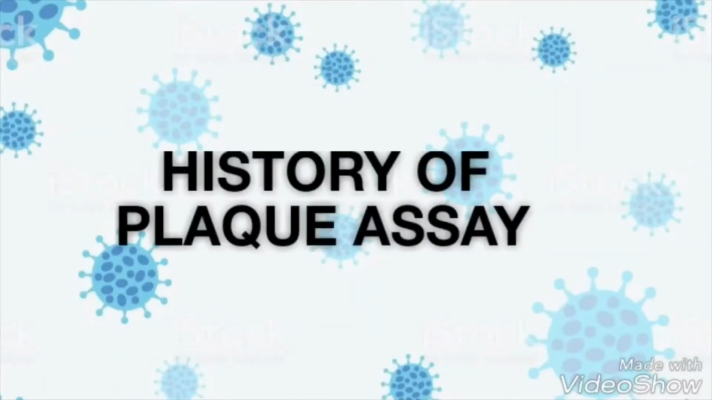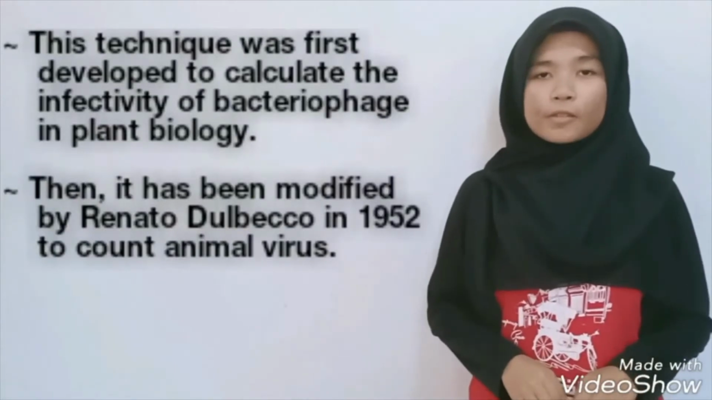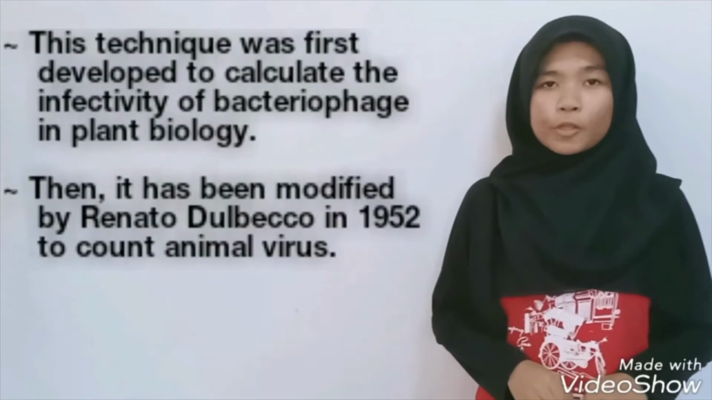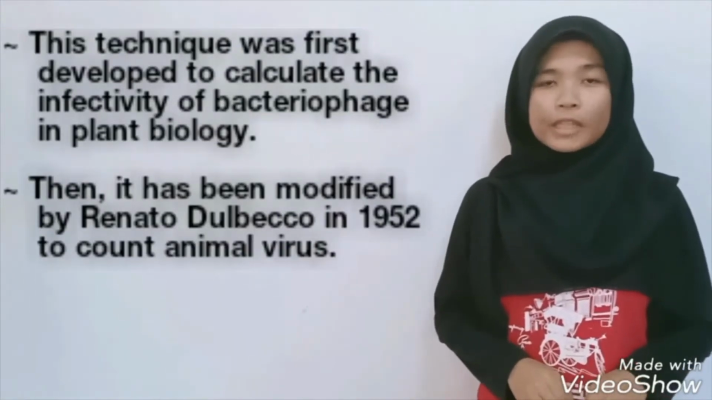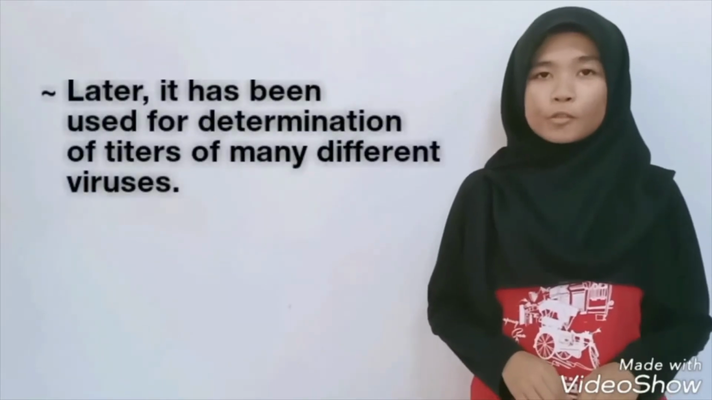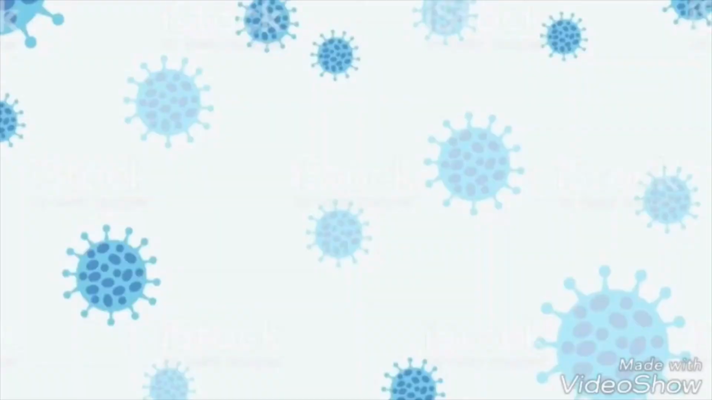Next, the history of plaque assay. This technique was first developed to calculate the infectivity of bacteriophage in plant biology. Then, it was modified by Renato Dulbecco in 1952 to count animal viruses. Later, it has been used for the determination of titers of many different viruses.